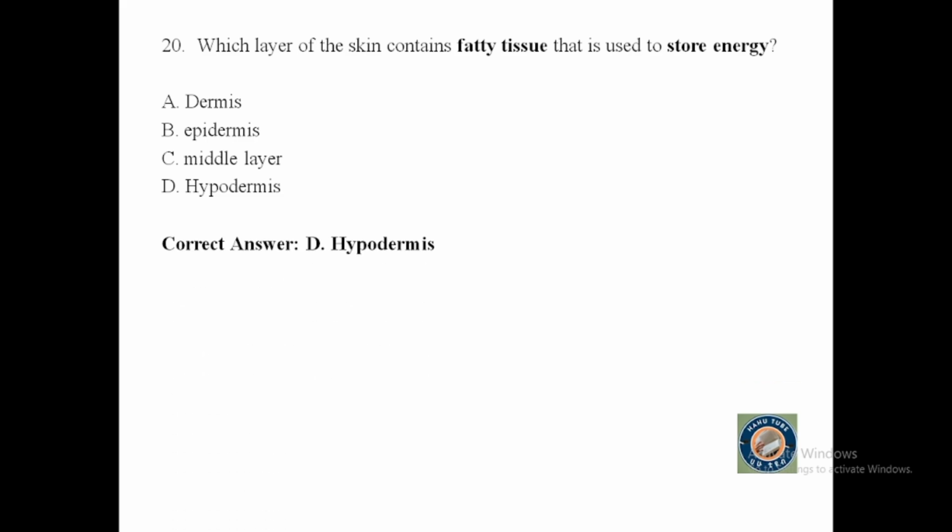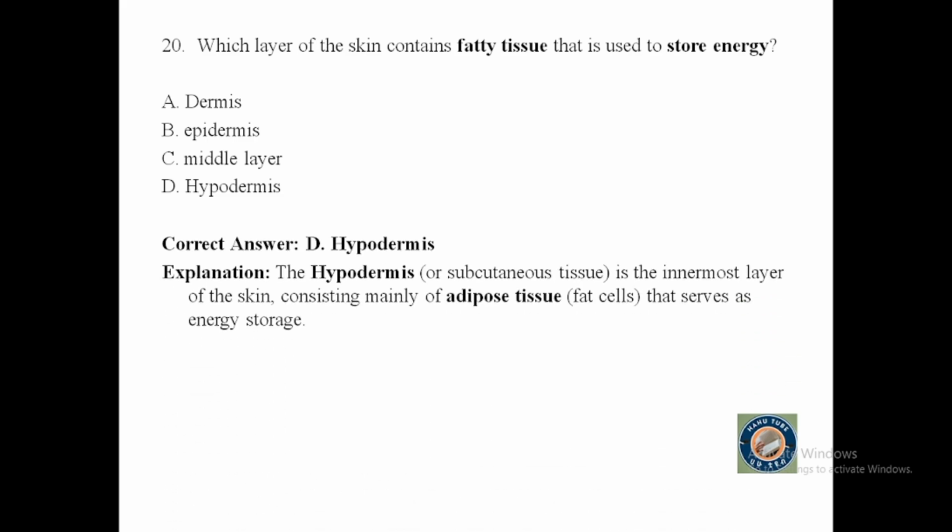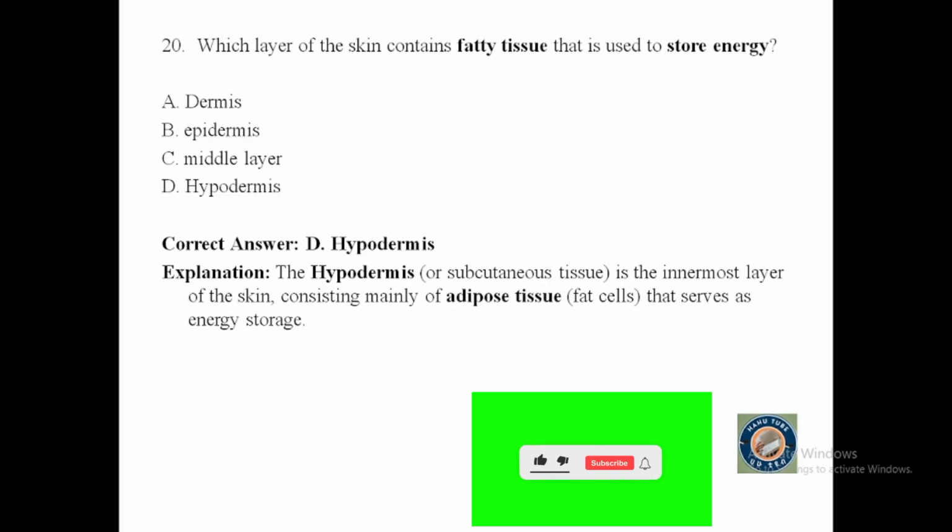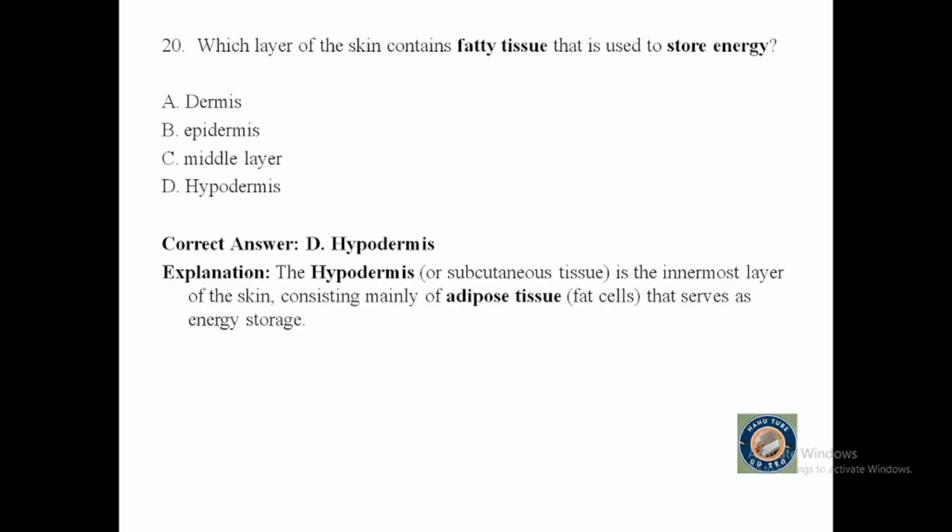Question number 20. Which layer of the skin contains fatty tissues that is used to store energy? A. Dermis. B. Epidermis. C. Middle layer. D. Hypodermis. The answer is hypodermis. The hypodermis or subcutaneous tissue is the innermost layer of the skin, consisting mainly of adipose tissue or fat cells that serves as energy storage.